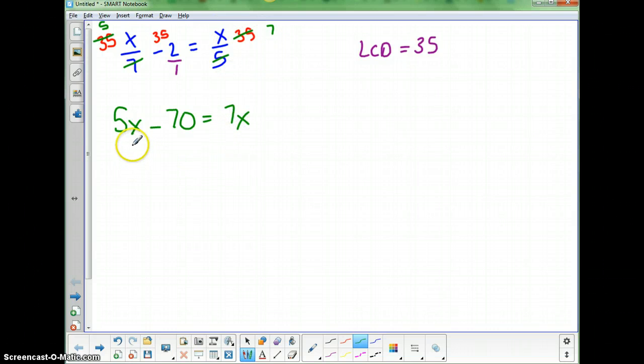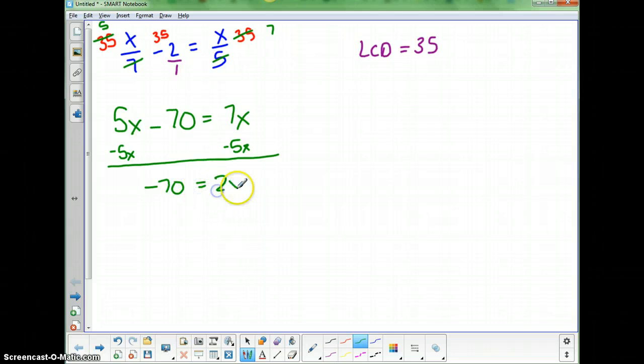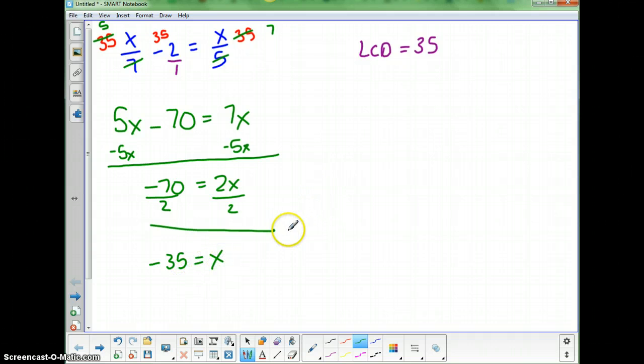Let's continue solving it. I've got 7x on this side. I need to move this 5x over. So minus 5x, minus 5x. So we've got negative 70 equals 2x. And then we're going to divide both sides by 2 to get x. So x is negative 70 divided by 2, which is negative 35. Okay. Now remember, that was just part of what we needed to do here.